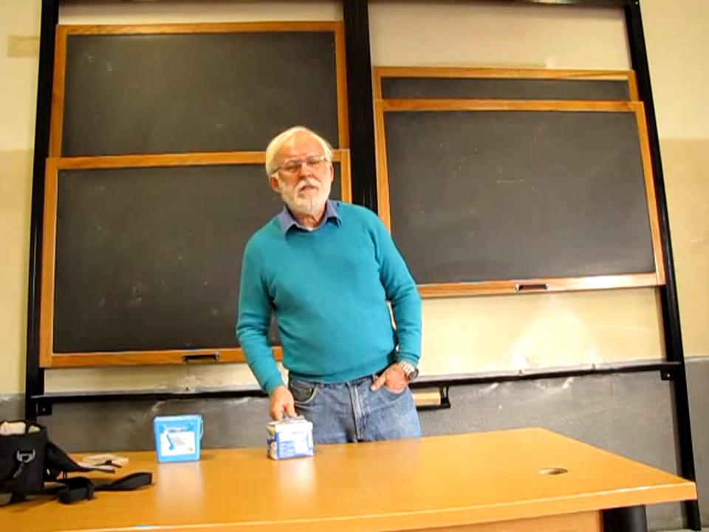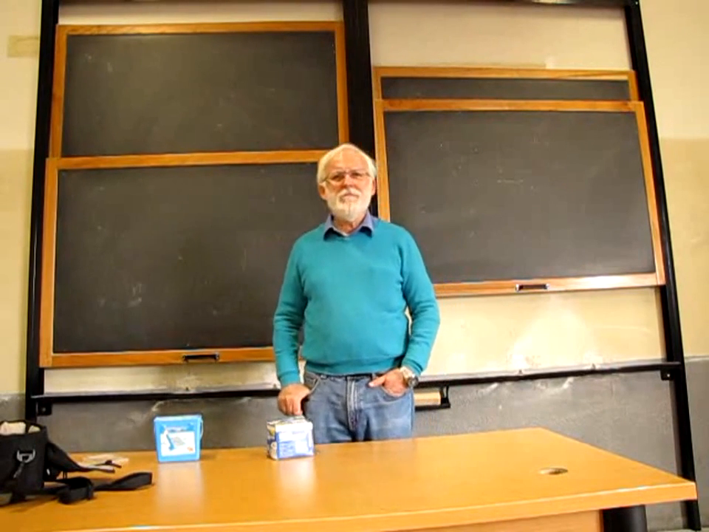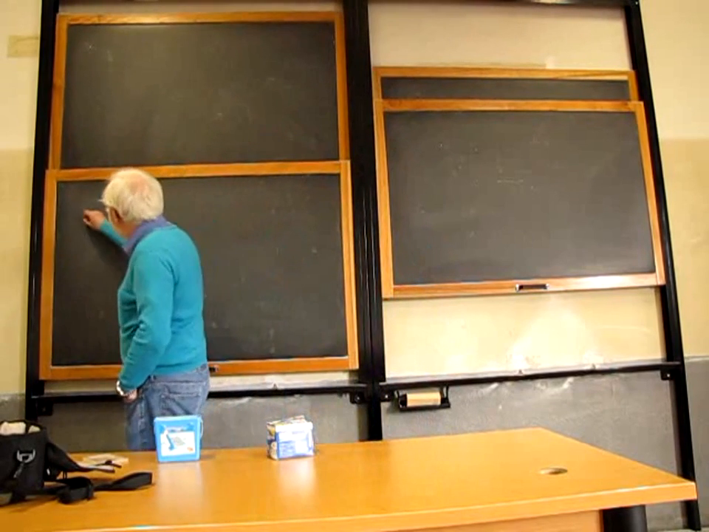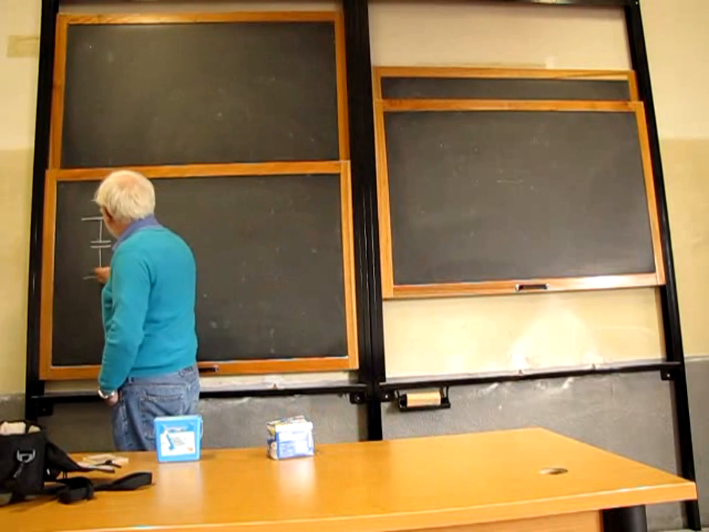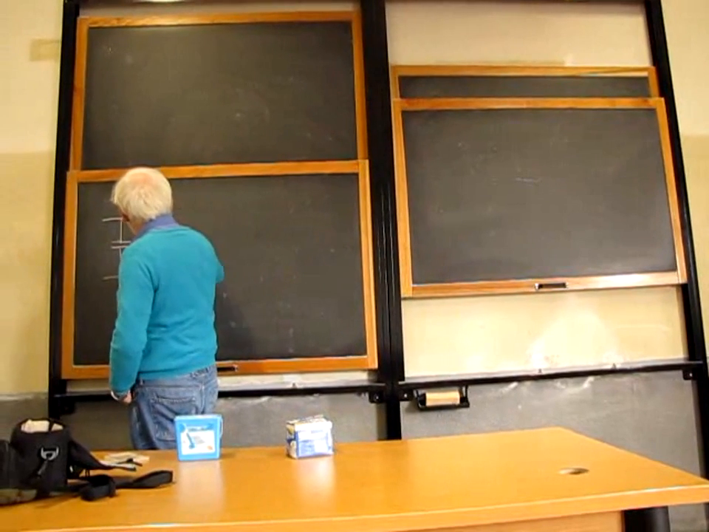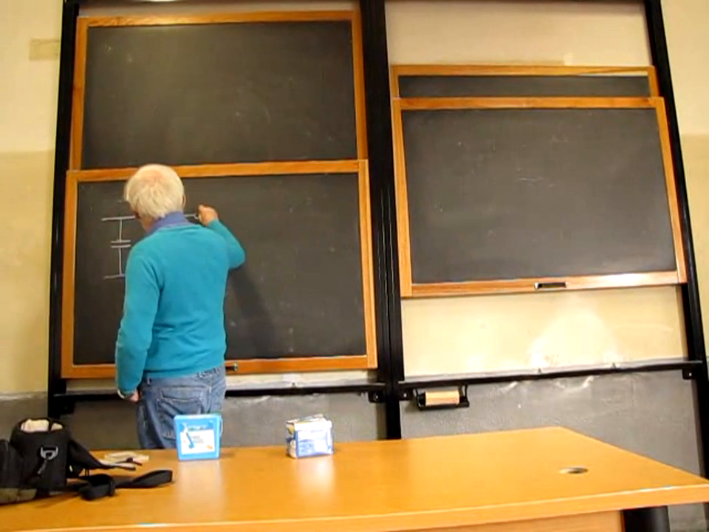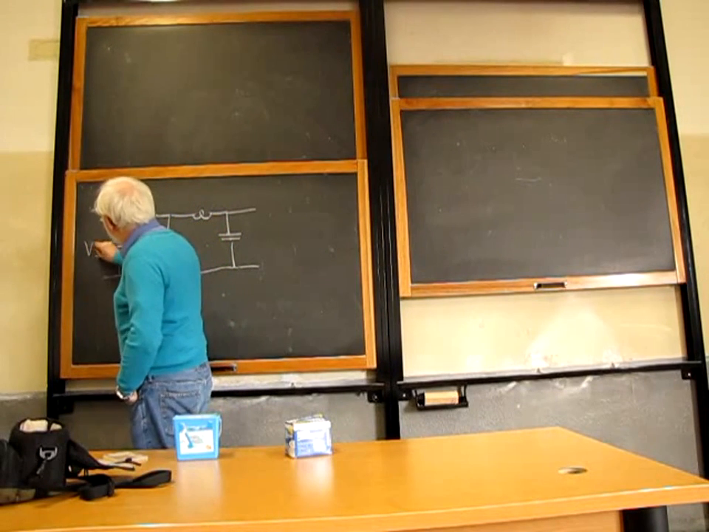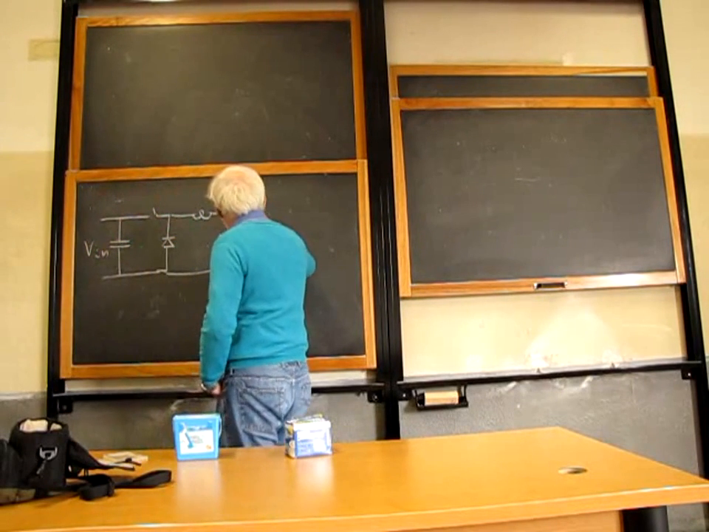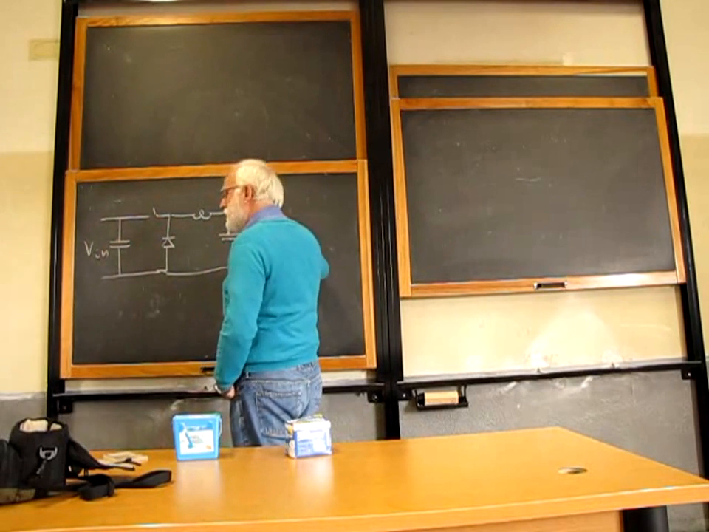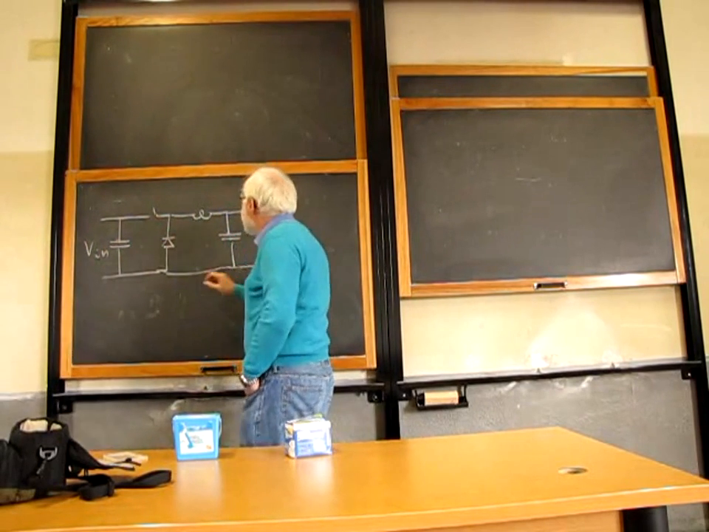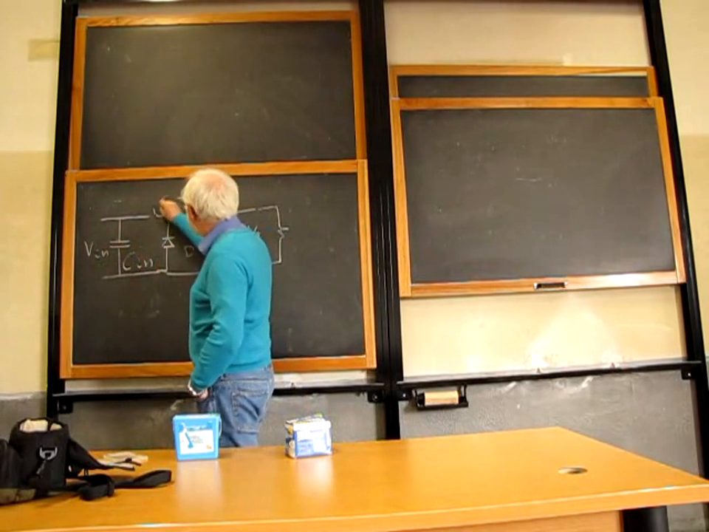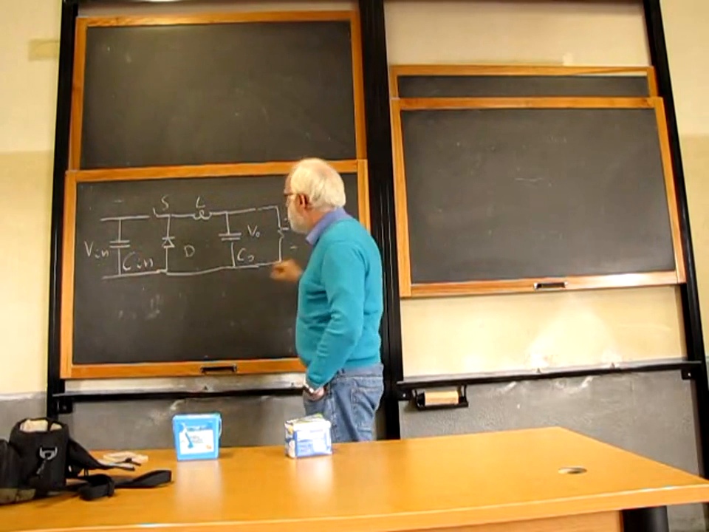Last subject was talking about buck converters. Yes, we saw buck converters and this is the schematic I gave you. It's something like this: input voltage, output voltage across a load, input capacitor, output capacitor, diode, switch, inductor, and this is the output voltage.